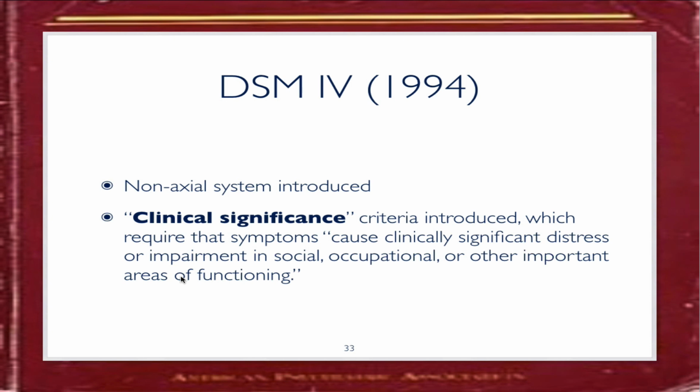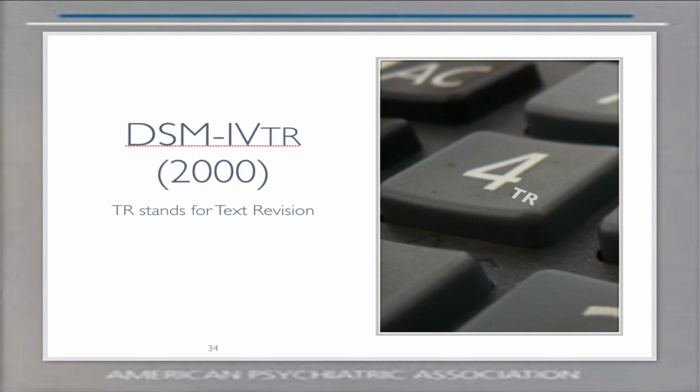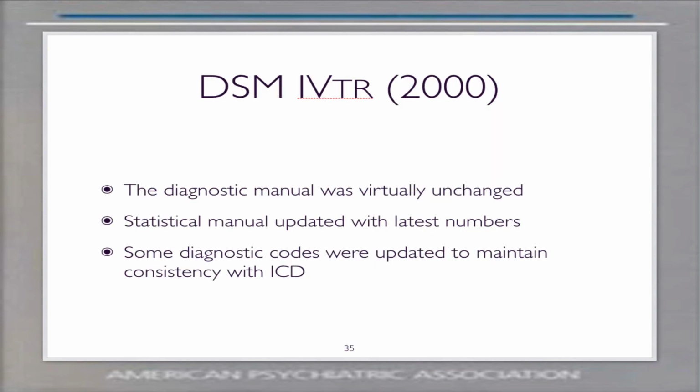So there are some disorders, for example, that cause a lot of distress but not much impairment. Other disorders that cause less impairment, but people who have the conditions aren't distressed by it. And many of the conditions contain both distress and impairment. DSM-4 text revision came out in 2000. That TR stands for text revision. And what they updated in DSM-4 TR was really the statistical manual. The diagnostic manual remained pretty much exactly the same.